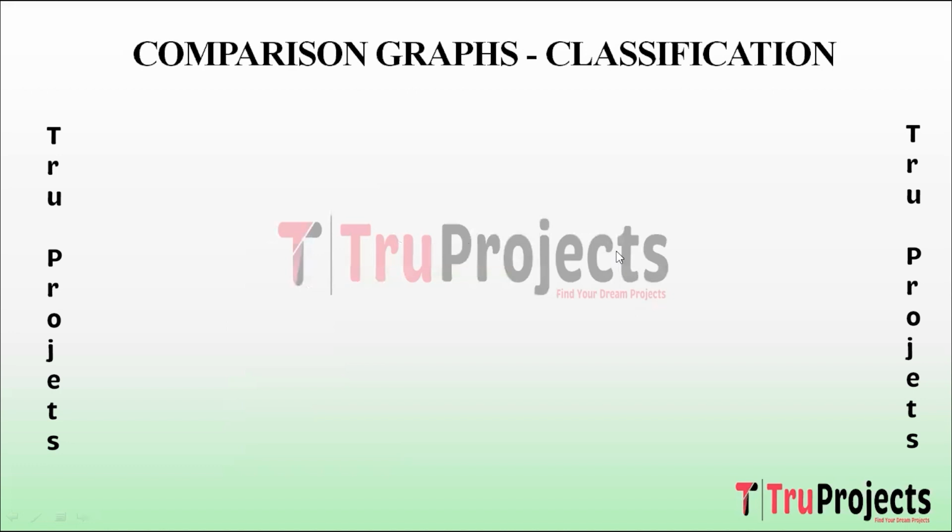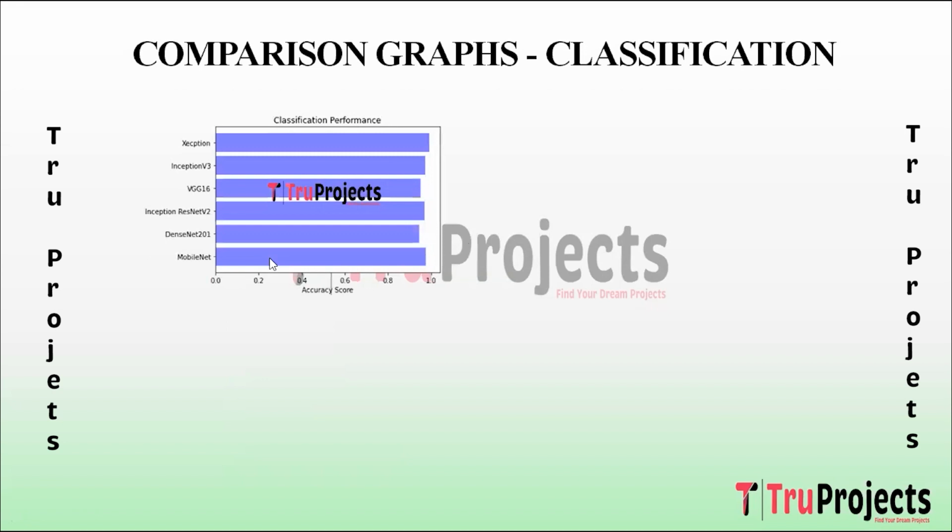Now we'll see the comparison graphs of algorithms built for classification. So this is a horizontal bar graph comparing accuracies of different algorithms for classification. In this graph, on the x-axis I have accuracy scores and on the y-axis I have algorithm names. So accuracy represents the proportion of correctly predicted instances among the total instances, providing an overall measure of model correctness.